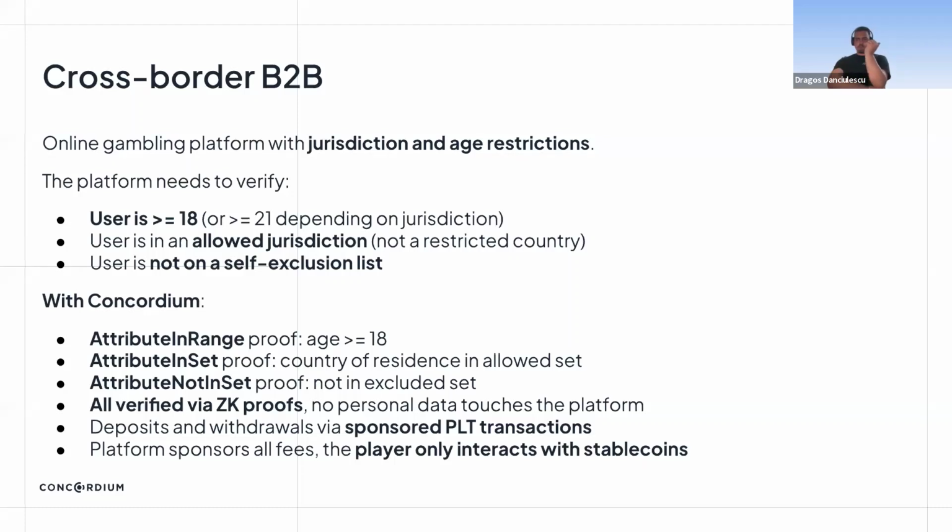The way you'd implement this, you could use the 4 proof types. So you would have attribute in range proof for the age being over 18, attribute in set for the country of residence, attribute not in set in order not to be on a self-exclusion list, and this will all be verified via zero-knowledge proofs. So at the end, deposits and withdrawals could be done through the chain itself with sponsored transactions, and the platform will sponsor all the fees, and the player would only interact with stablecoins and the actual gaming platform itself.